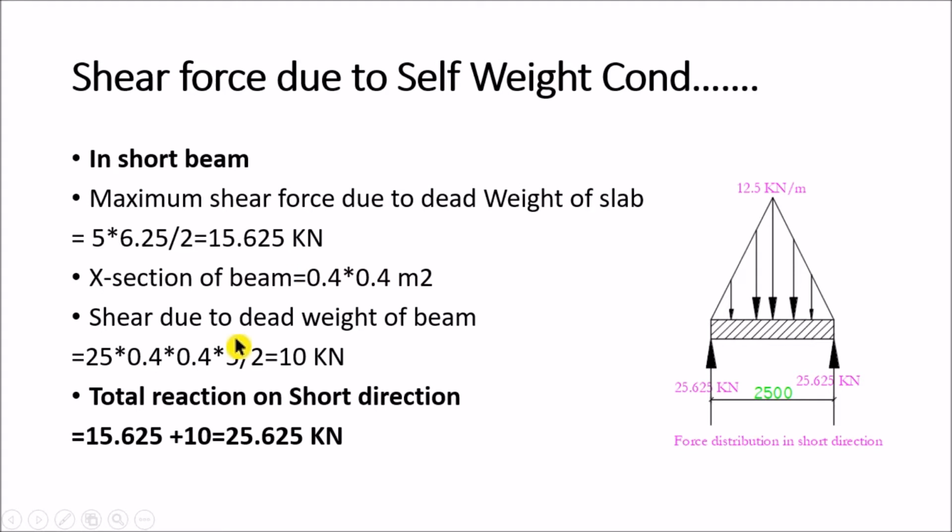Now the cross section of the beam would be the same in the short direction as well, that is 0.4 into 0.4. Shear force due to dead weight of the beam will be 25, which is the unit weight of the concrete, into 0.4 into 0.4 into 5. 5 is the span in the short direction, divided by 2, that gives the shear value at the 2 ends due to the self weight of the beam, that will be 10 kilonewton. The total self weight of beam and slab results in the shear force at each corner of the beam, that is 25.625 kilonewton.